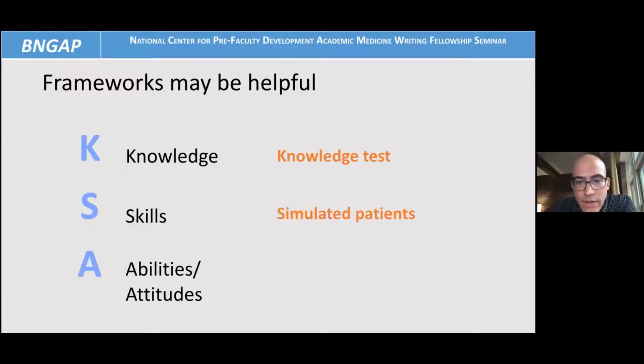And this is just reviewing the same thing. Some examples of this are, for knowledge, giving some sort of pre and post knowledge test as a way to evaluate some of the education taking place in your presentation. We mentioned simulated patients or OSCEs or some sort of skills lab as a way to evaluate that skills development. And then confidence surveys as a way to assess those abilities and attitudes.